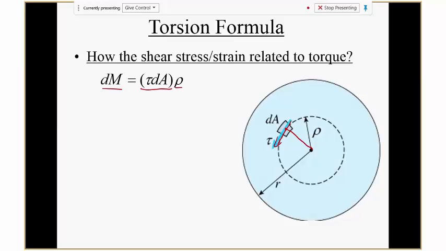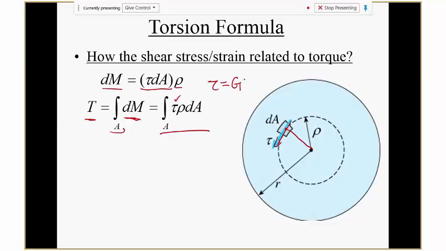Okay, now how can I get the total? Integral, right? So I can do an integral. So the total moment here will be all the small ones added together over this cross-sectional area A. Right? Mathematically you can do that. Okay, so therefore you can take this equation there, and that'll give you this equation. Okay, now we already know what tau is. Remember what tau is? Tau equals the shear modulus times the shear strain.